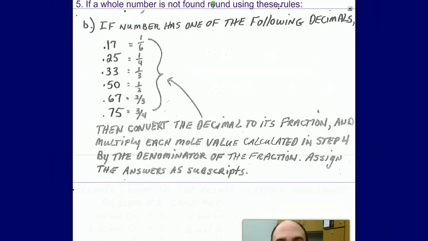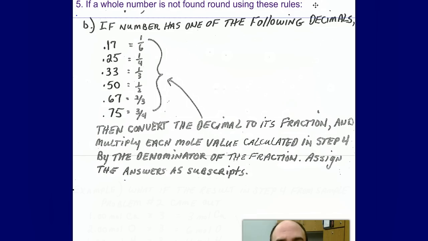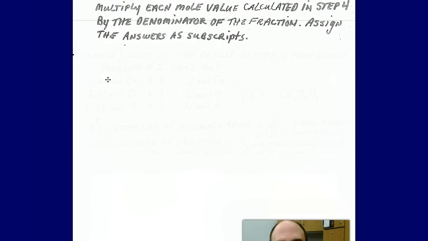So, number 5, you are going to follow these rules if you do not get a whole number. And here's what I mean. If a number has one of the following decimal places, so 0.17, 0.25, 0.33, 0.5, 0.66, 0.75, it's basically a fraction. You're going to convert it into a fraction, and then multiply each of the mole values by the denominator of the fraction. So the denominator is always our bottom number. And then assign the answer as subscripts. So what do I mean by that? Well, look at this example here.